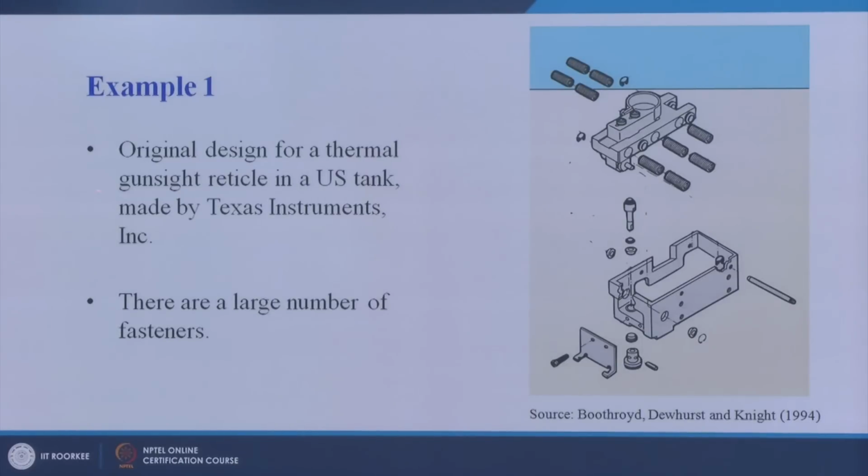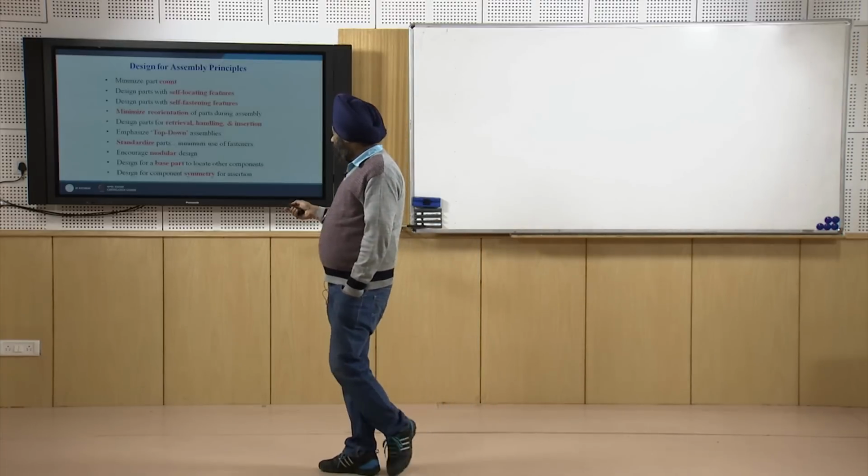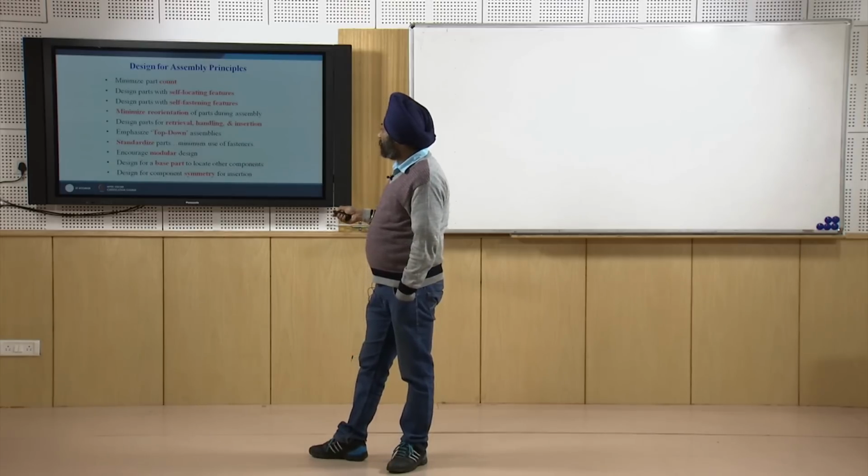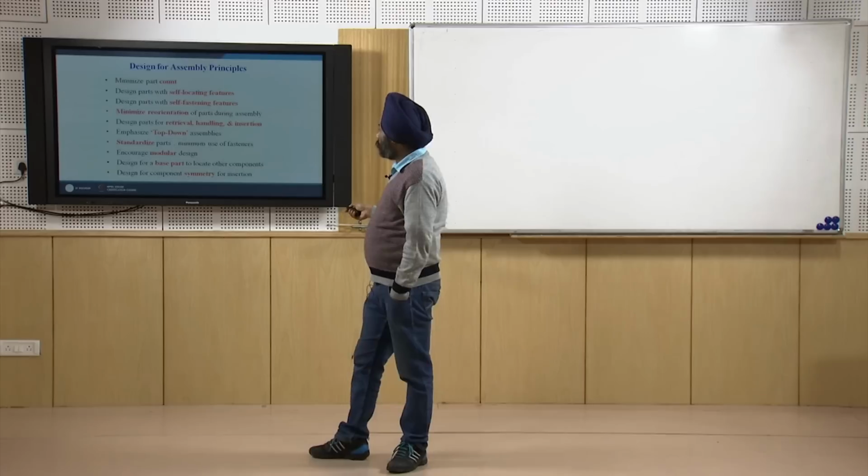Optimal design for a thermal gun sight reticle in a US tank made by Texas Instruments. This is one example, taken from a book, Boothroyd, 1994. Here you can see one design and you can see the number of fasteners going into the product and the complexity of the design. There are a large number of fasteners here, and as per our guidelines we should design parts with self fastening features, and somewhere it was written that we have to minimize the fasteners. Standardized parts, minimum use of fasteners.